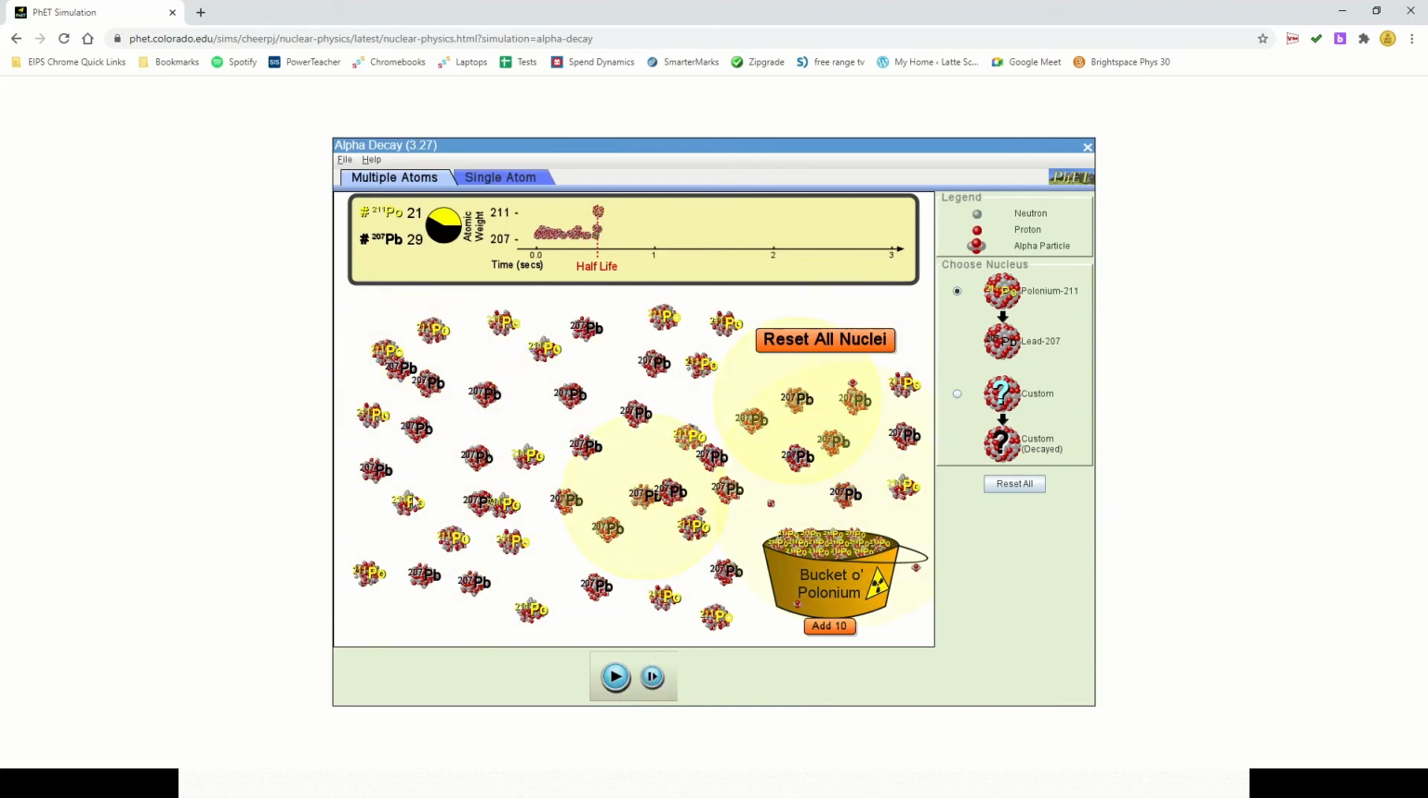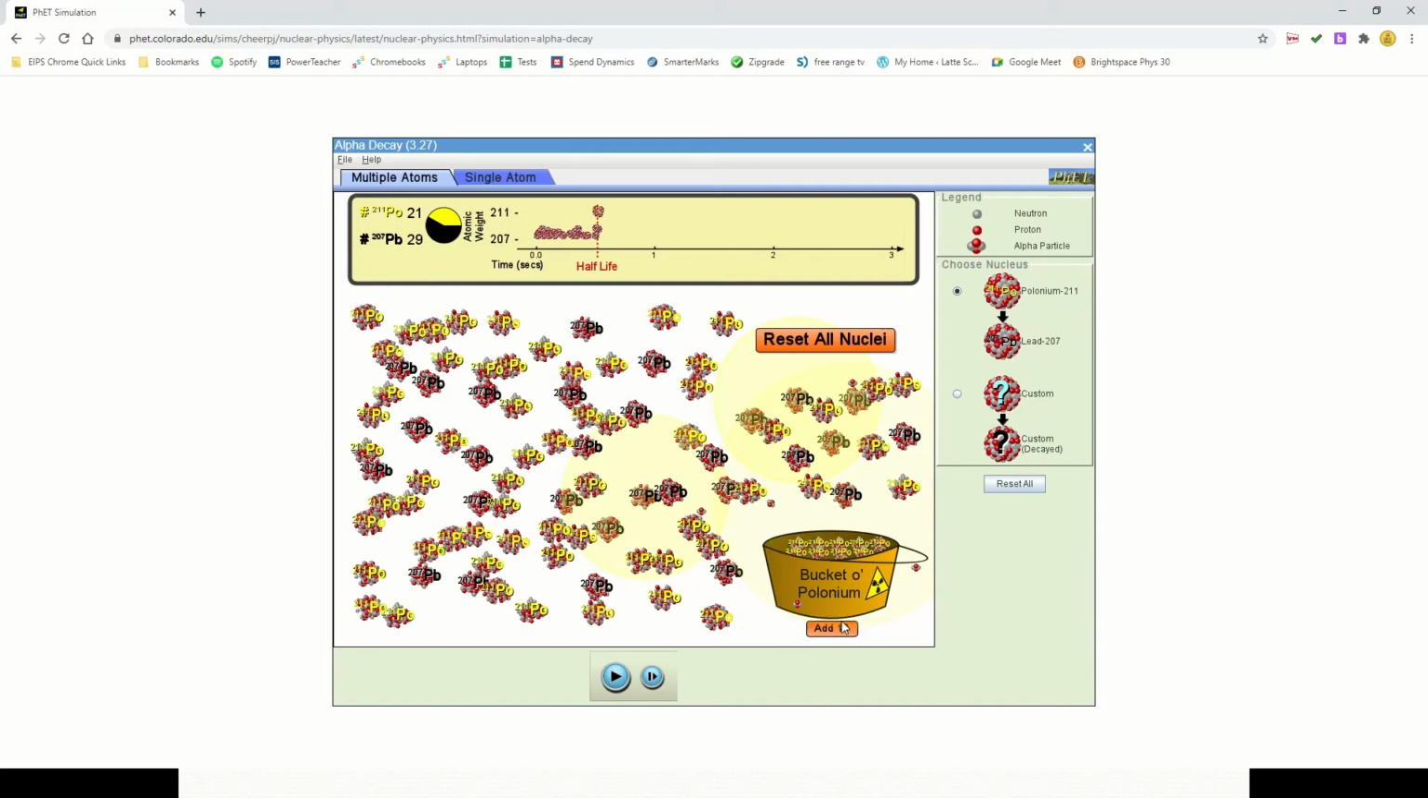Okay, so there we are at a half-life. So we have 1, 2, 3, 4, 5, 6, 7, 8, 9, 10, 11, 12, 13, 14, 15, 16, 17, 18, 19, 20, 21, 22, 23. So we've reached about half of it, right? And then if I keep on adding more and more, it's going to be more accurate. So if I add 100, at our half-life we should have 50 left.